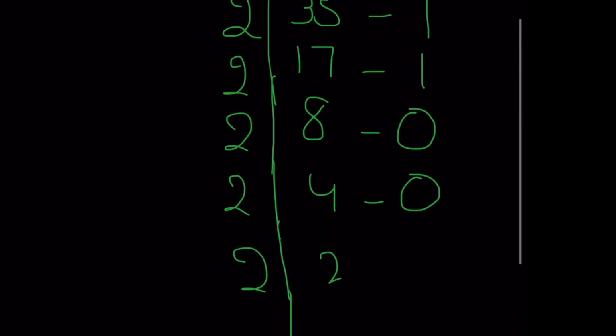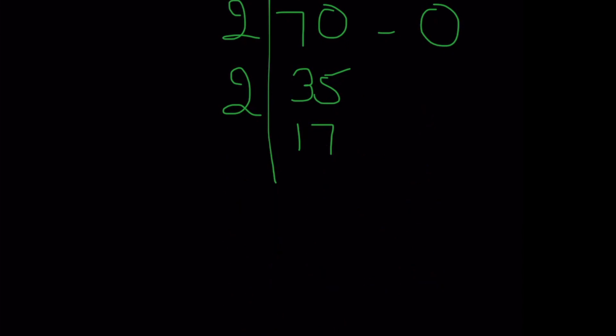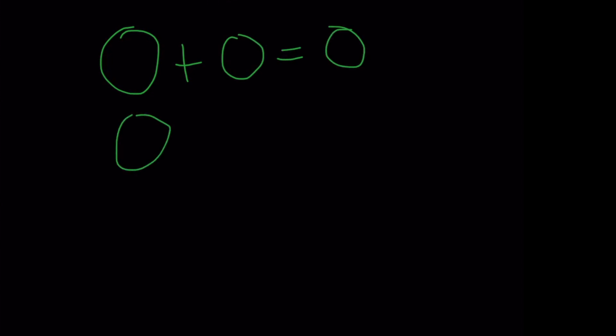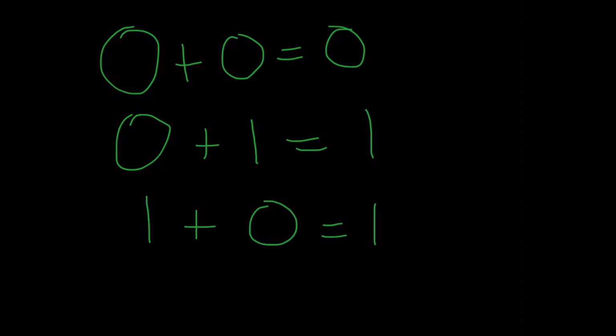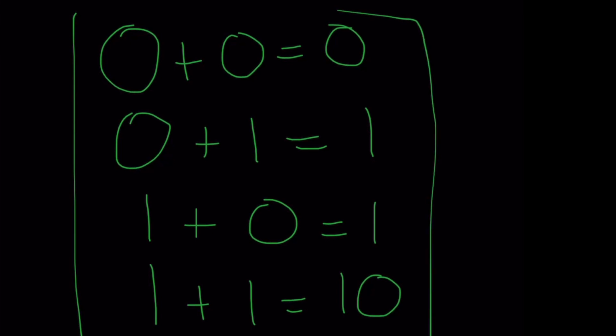So while adding binary numbers, there are 4 fundamental rules that all of us will have to remember. These 4 rules are 0 plus 0 is equal to 0, 0 plus 1 is equal to 1, 1 plus 0 is equal to 1, and 1 plus 1 is equal to 10, with the 1 being carried over to the tens place. So if you know these 4 rules, you can carry out any calculation very easily.